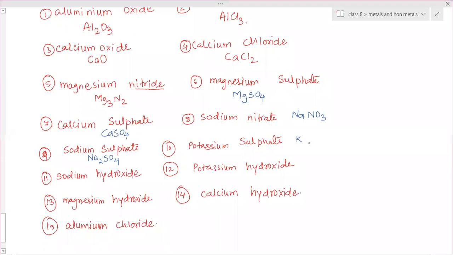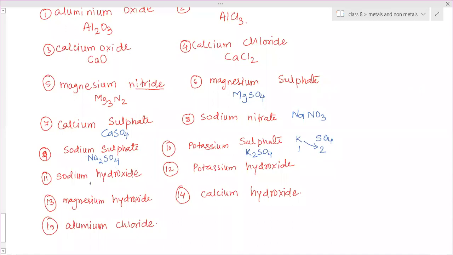Ma'am, can I say potassium K2SO4? K is the symbol, sulfate is SO4. Valency of K is 1, sulfate valency is 2. So K2SO4.